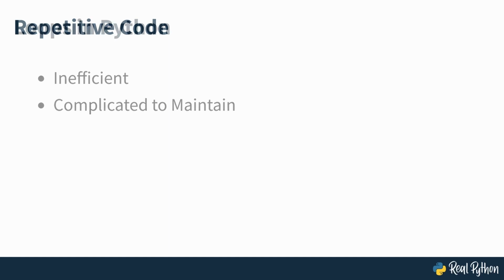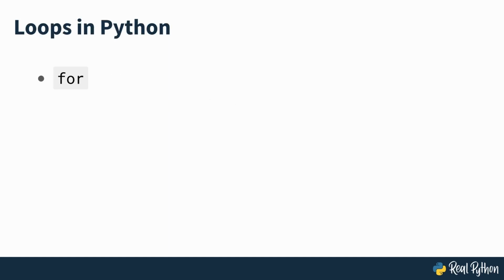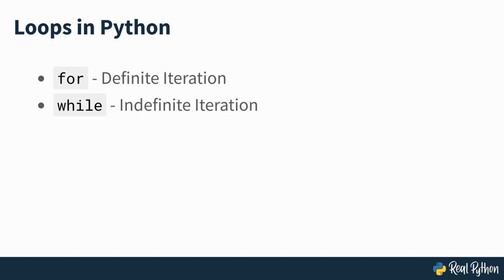Python supports 2 main looping constructs, for and while. Typically, you'll use for when doing definite iteration. You know in advance how many times you want to loop. On the other hand, while is great for indefinite iteration, where you don't know upfront how many times you need to repeat an action. There are other ways to create loops.